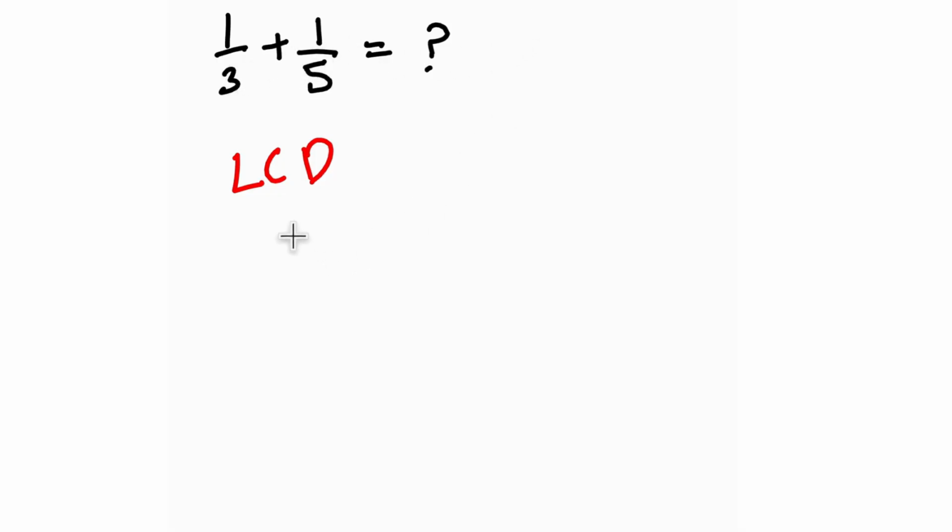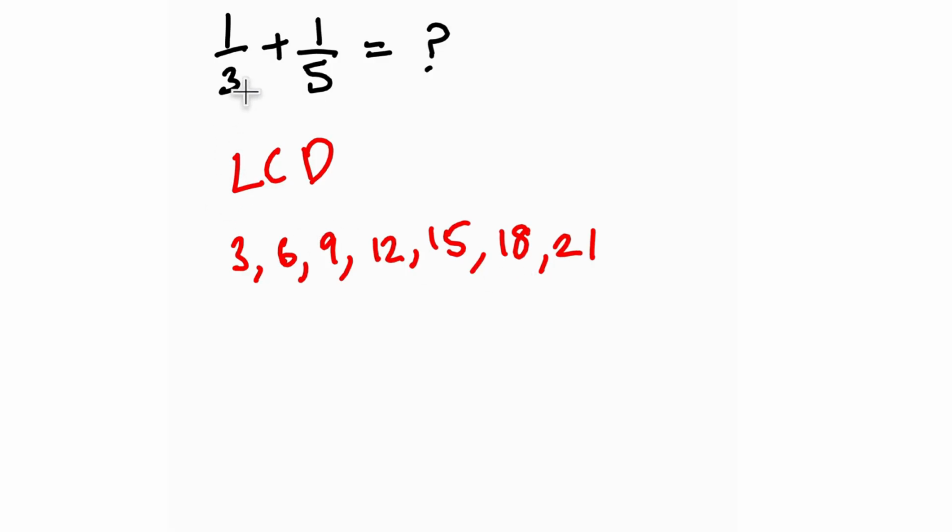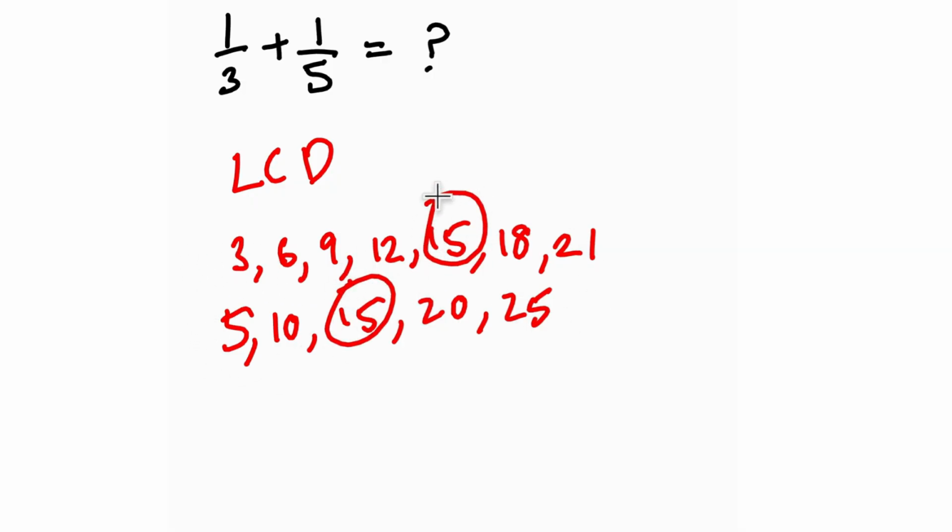So to do that simply, let's just start listing multiples of 3. 3, 6, 9, 12, 15, 18, 21. Okay, now let's start listing multiples of 5. 5, 10, 15, 20, 25. Okay, now do you see any similarities between both of these? Well, 15 is in both of them. That means the least common denominator, the least common multiple, is 15.